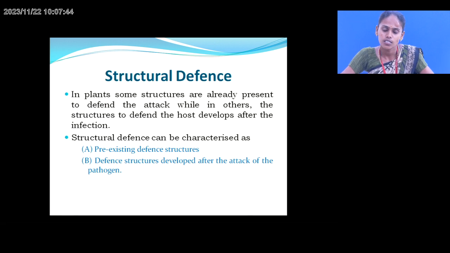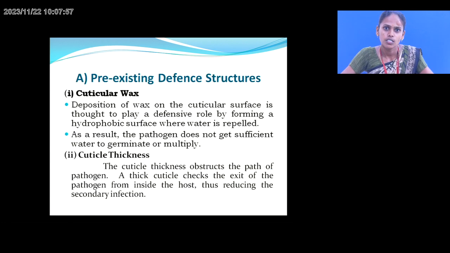The structural defense can be classified into two types. The first one is the pre-existing defense structures and the second one is defense structures developed after the attack of the pathogen. The first one, the pre-existing defense structure, is again classified into four types. The first one is cuticular wax.